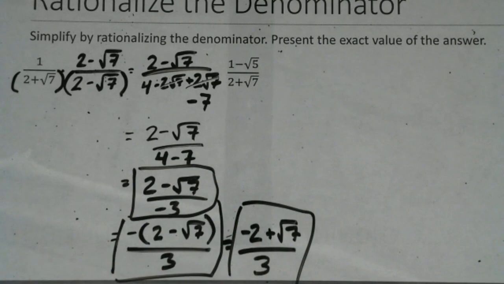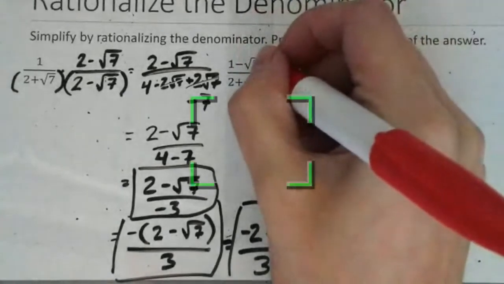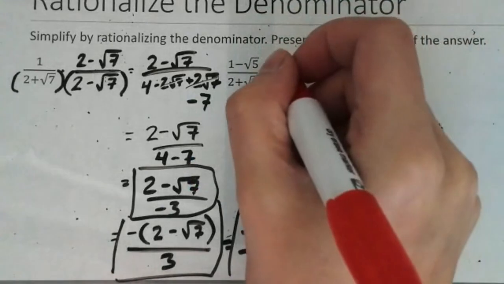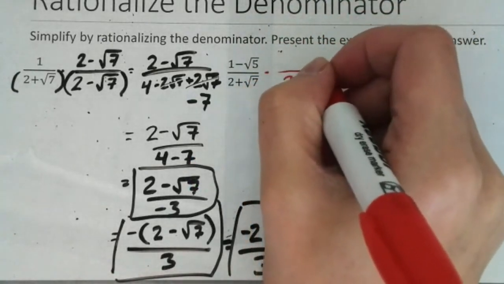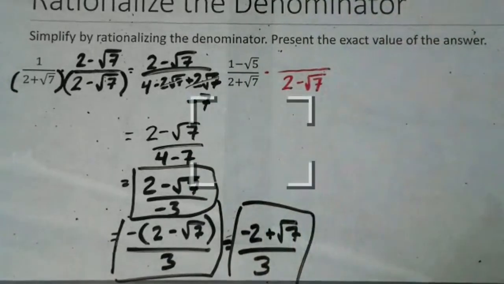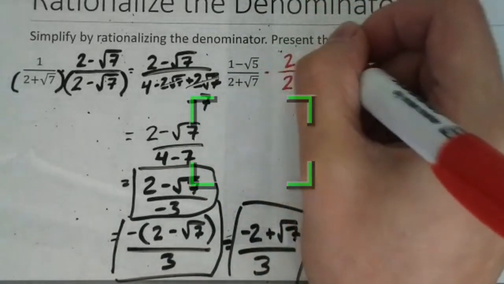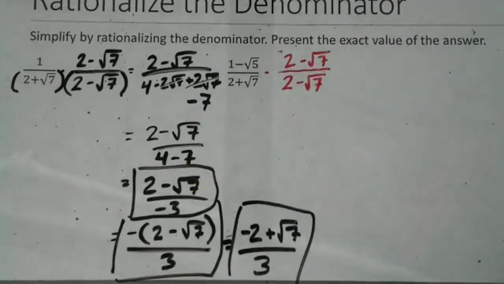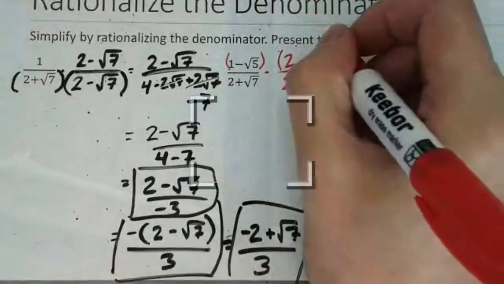We're going to attempt the same strategy with this next one. We have 1 minus the square root of 5 over 2 plus the square root of 7. We want to make sure we don't have a square root in the denominator anymore. So we're going to multiply by the conjugate, 2 minus the square root of 7. And if we multiply it in our denominator, we also have to multiply it in our numerator. This time I'm going to have to FOIL both my numerator and denominator. So I'm going to have a lot of terms floating around.